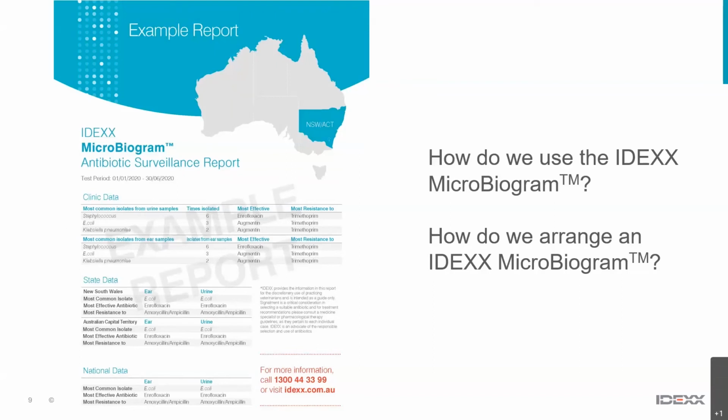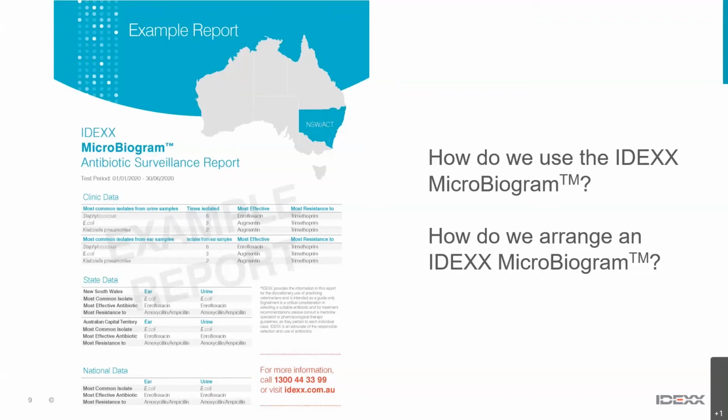And there's also national data with that as well. So the way we can use this is that it can help us guide empiric therapy while we're waiting on a culture. So I'm not in any way, shape or form suggesting to you that, because you've got your microbiogram, you don't need to do a culture. Not saying that at all, but this is going to help us guide empiric therapy until we get those urine or ear culture results back.